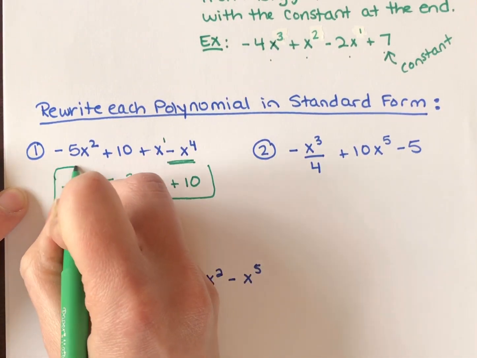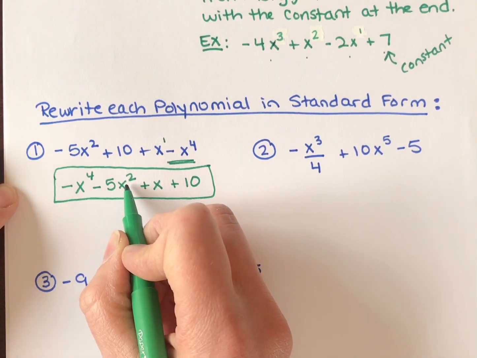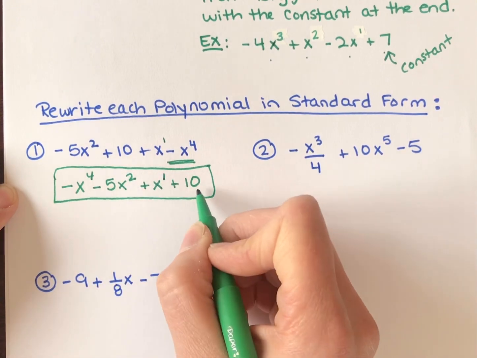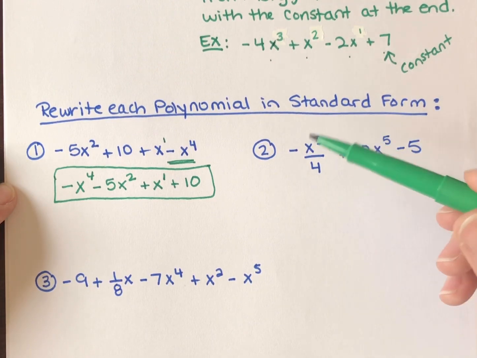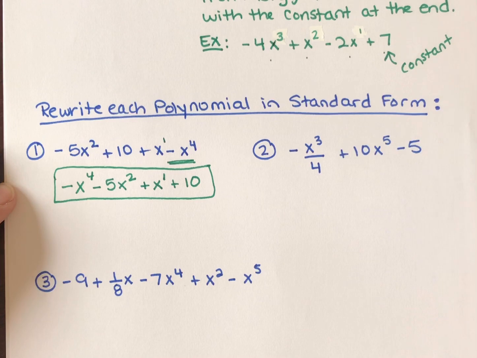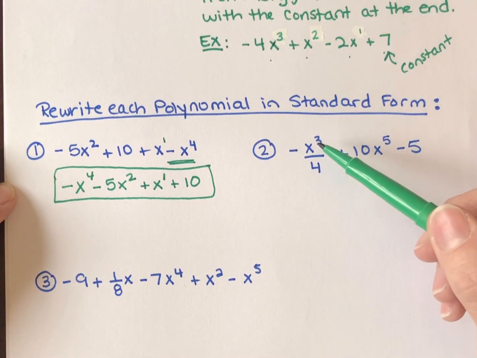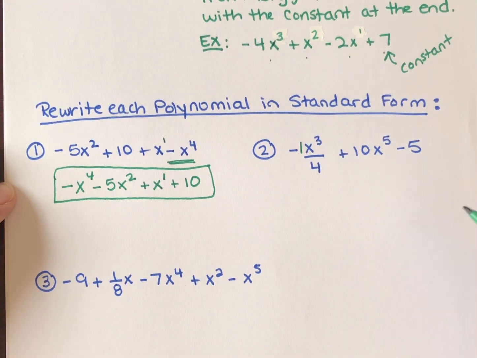All right, so this expression is in standard form because my x to the fourth came first, followed by the next biggest exponent, which was x squared, followed by the next one, which is just x to the first, and my constant at the end. Now number 2 is going to look like some of the problems you might see in Delta Math. So what you want to be careful about is these fractions. Don't let them throw you off. Negative x to the third over 4. That's just a term, but that term is the x to the third term. It really just means negative 1 x to the third over 4 plus 10x to the fifth minus 5.